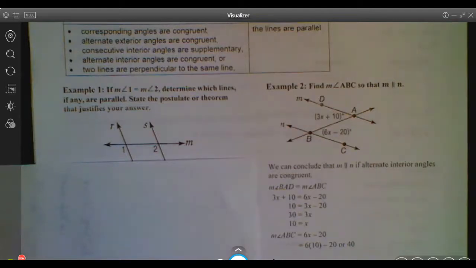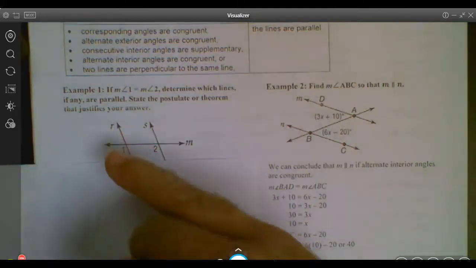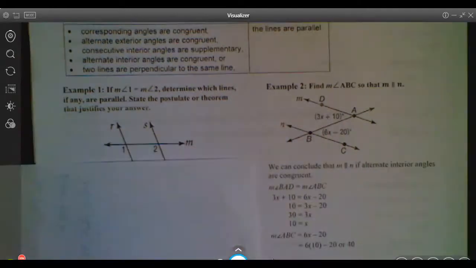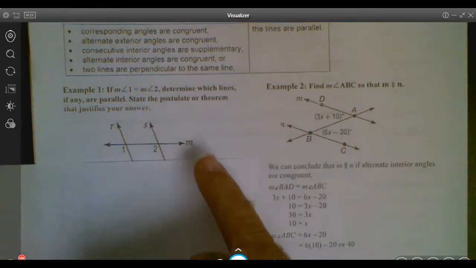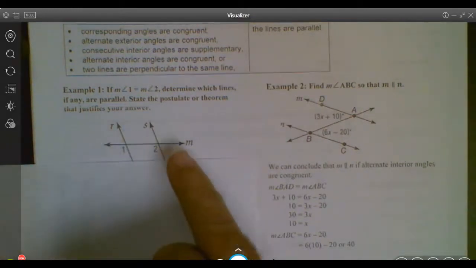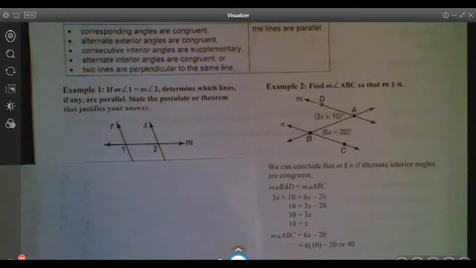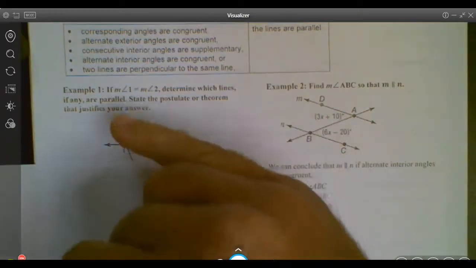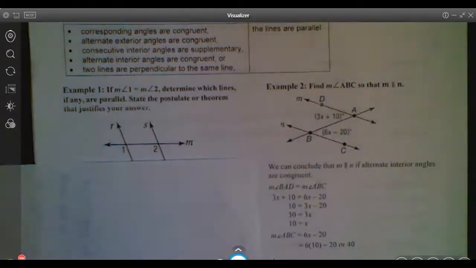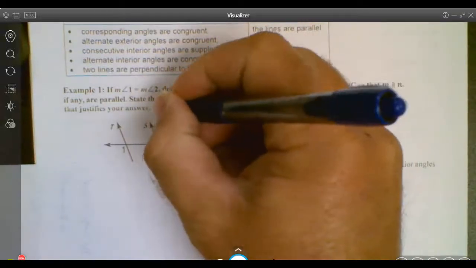So if angles 1 and 2 are congruent, then which lines would have to be parallel? Well, if you look at angle 1 and angle 2, we learned in an earlier section that angles 1 and 2 are called corresponding angles. So if corresponding angles are congruent, then the lines containing them, like R and S, would have to be parallel to each other. So M in this case is the transversal, because that's the line that they both are connected to, right? And then because they are equal to each other, that must mean that R is parallel to S.